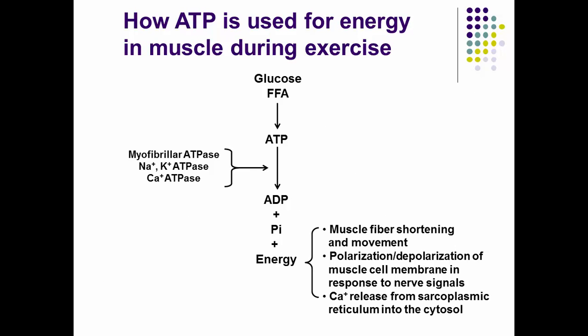And here we just show you the process of ATP energy production. ATP can be made from oxidation of glucose and fatty acids, right? And this is the ATPase. Three different types of ATPase can break down the phosphate bond and release energy from ATP molecules. ATP is required for muscle fiber shortening and movement, and also for polarization and depolarization of the muscle cell membrane in response to a nerve signal, which can then stimulate muscle contraction.